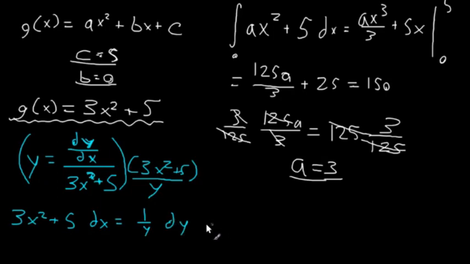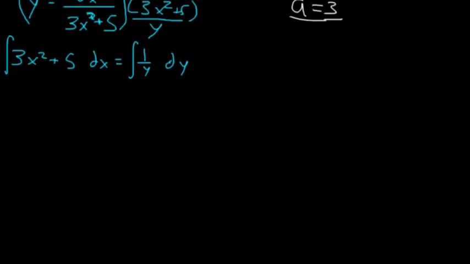And so now I'm sure you know what to do. We will now integrate both sides, and we will end up getting the integral of 3x squared is x cubed, and the integral of 5 is 5x. And then we will have our constant of integration.